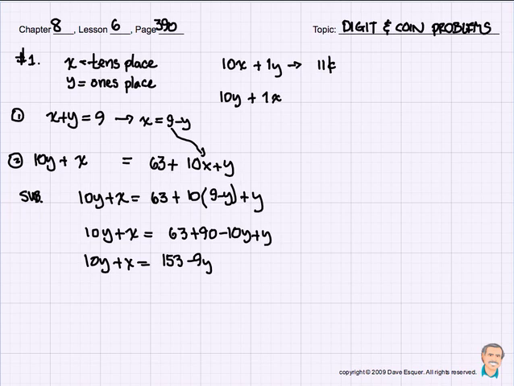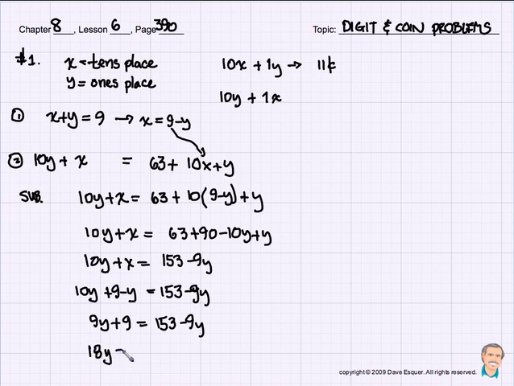Where did I go wrong? Oh, I forgot to substitute for this x. I should have done that in that first step, but that's okay. For x, I'm going to put 9 minus y. So 10y plus 9 minus y is equal to 153 minus 9y. So I have 9y plus 9 is equal to 153 minus 9y. Add 9y to both sides, I get 18y, and that turns out to be 153 take away 9, which is 144. So 18y turns out to be 144.